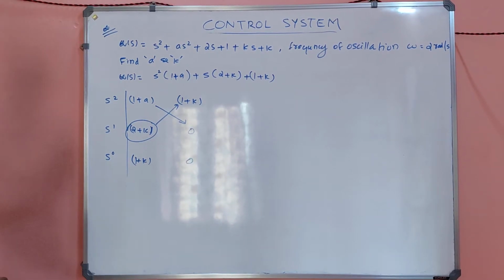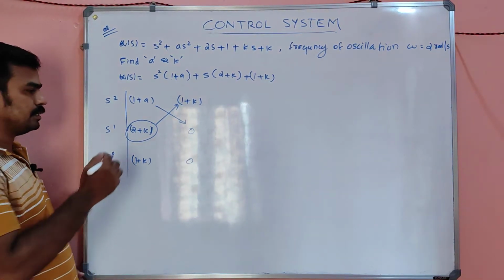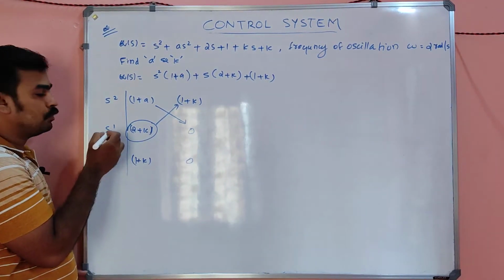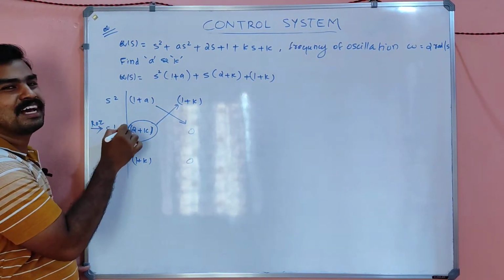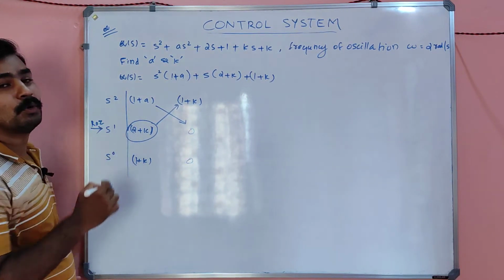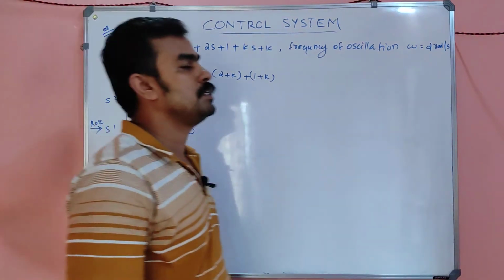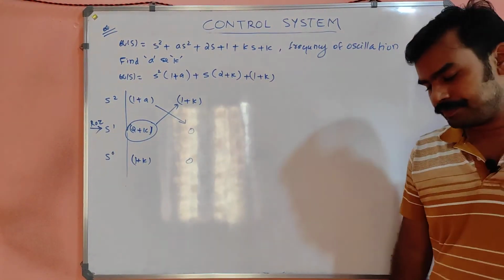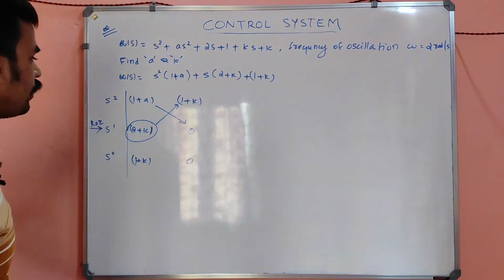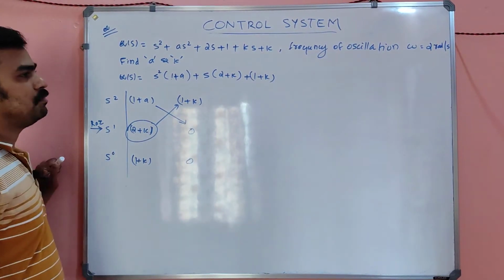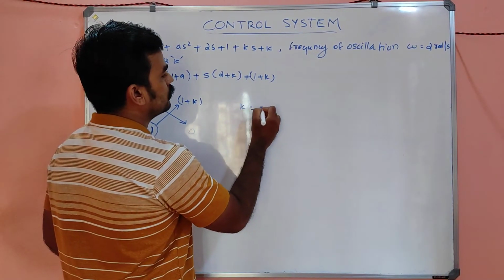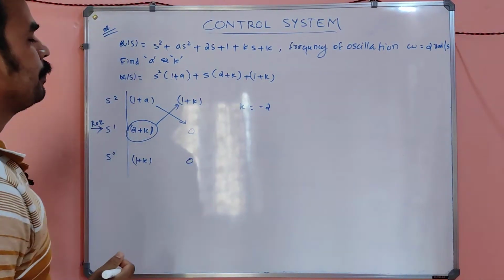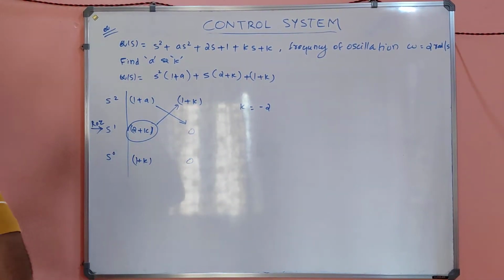It is given that the frequency of oscillation will be 2 radian per second. Again, you have to go for the row of zeros concept. Odd powers of S will always be the favorite place for a row of zeros. So this is S raised to 1. Row of zeros means, my dear, this K is equal to minus 2. Am I right? K is equal to minus 2.